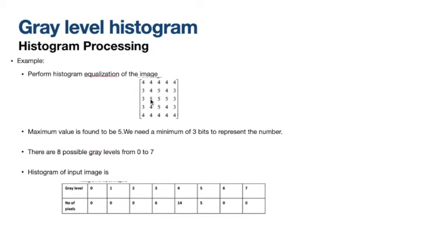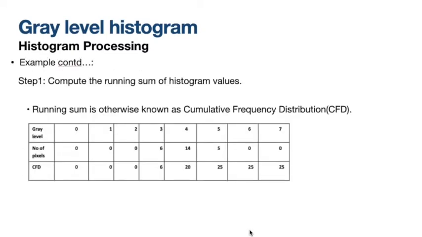There are 6 pixels, that is 1, 2, 3, 4, 5, 6 pixels are available. For gray level 4, 14 pixels are available. Then for gray level 5 there are 5 pixels, and for 6 it is 0 and 7 is 0. Okay, this is the histogram for the input image.